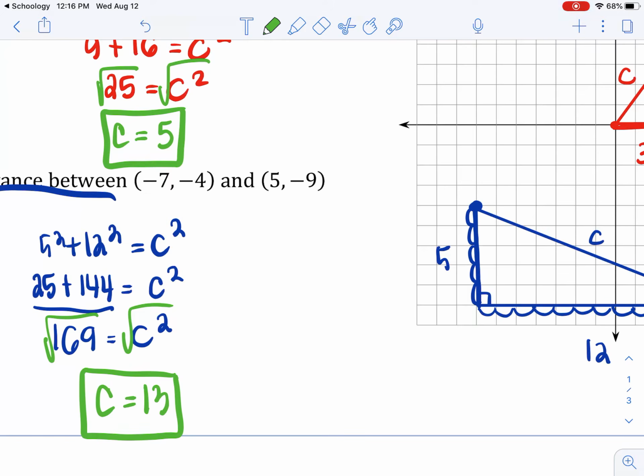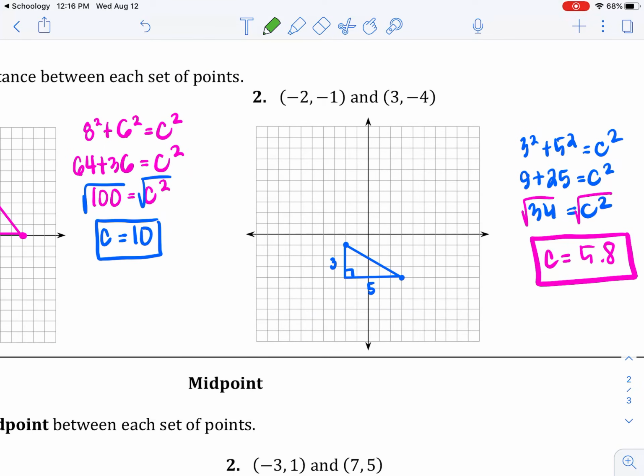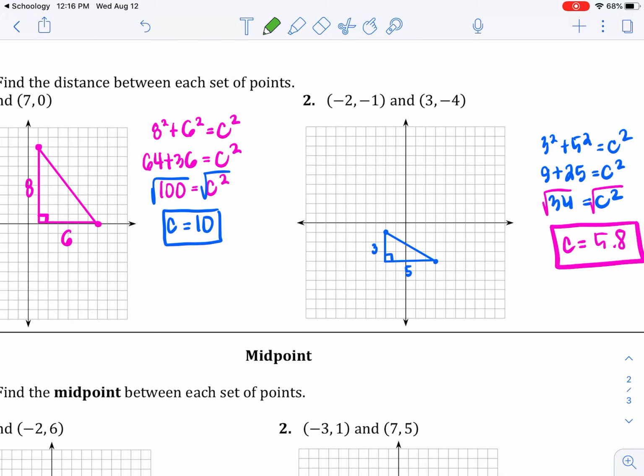Go ahead and pause the video, try the next two problems on your own, and then you can come back for answers. Okay, so those answers are 10 and 5.8. If you need to pause the video and look at my work, you can. If you're like, oh, I graphed a point wrong, let me move that out that way. That's the problem. If you have questions because you don't know what you did wrong, come see me in Zoom.